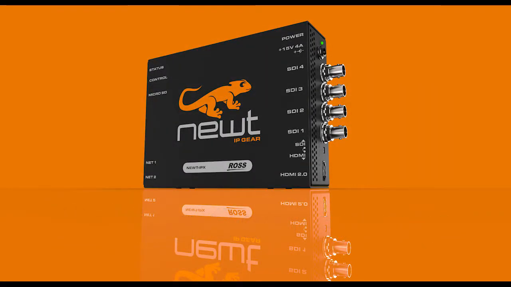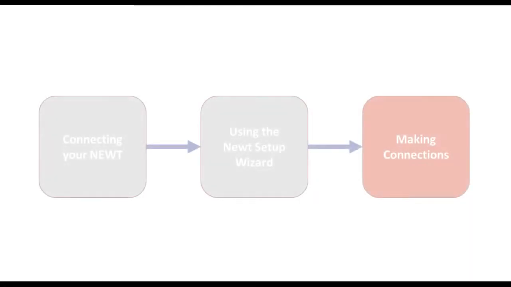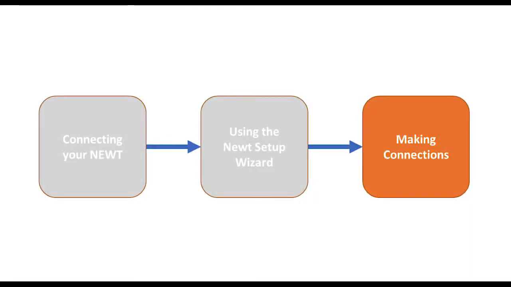Thank you for choosing Newt, the compact IP, SDI, and HDMI signal converter by Ross Video. This video is part of a series of tutorial videos which walk a user through the initial device setup all the way through to making connections between network streams and HDMI or SDI interfaces. This video installment covers how to make connections in your Newt. A connection refers to receiving a multicast IP stream from the Ethernet network and outputting it on an SDI or HDMI output.